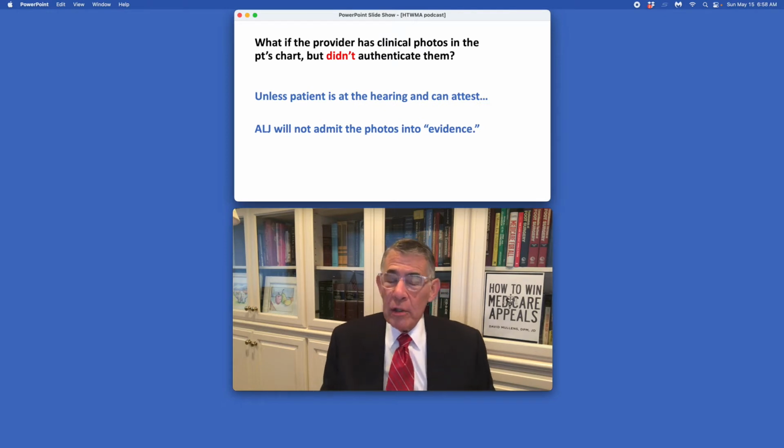What if your provider client has clinical photographs in the patient's chart, but did not authenticate them? Well, unless the patient is physically present at the administrative law judge hearing and can tell the ALJ that those photographs are of their body part and can tell the ALJ when the photographs were taken, the administrative law judge is not going to admit those photographs into evidence for that hearing and for that claim.